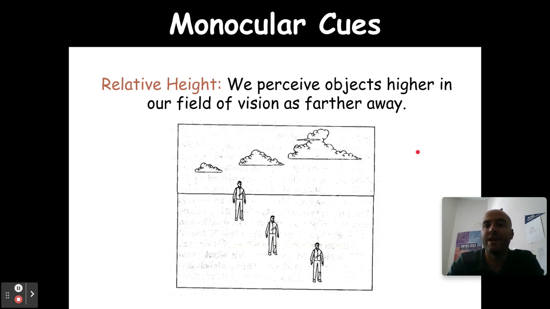Next up, we have relative height. We perceive objects higher in our visual field as further away. Okay? Because the higher you get in the visual field, the closer you are to the horizon, and we assume that things on the horizon are further from us than things not on the horizon, if that makes sense. So here you have these three men. They're all the same size, but because this guy is higher in our visual field, closer to the horizon, we assume he's further away, right? And that's a monocular depth cue, relative height.